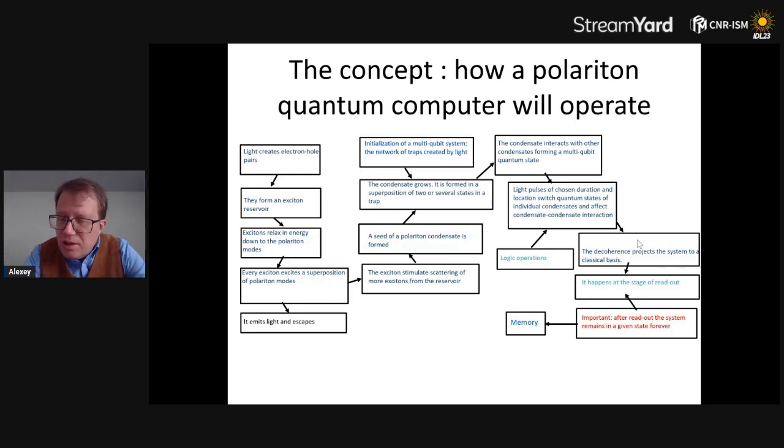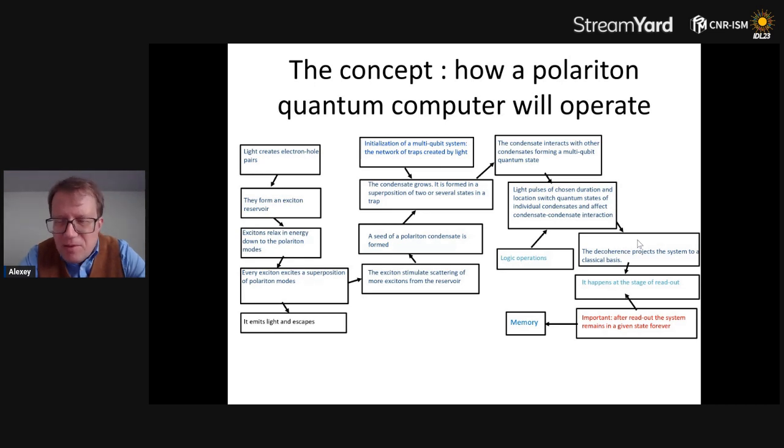And due to these interactions, already the system starts performing some calculation, but you can also control it by light pulses of chosen duration. And so you can switch quantum states of individual condensates, and you can affect also condensate interaction. And this is how you realize logic gates. The most challenging is, of course, a 2-qubit logic gate like CNOT or iSWAP. And this is so far the main goal of our experimental research, to realize this gate.